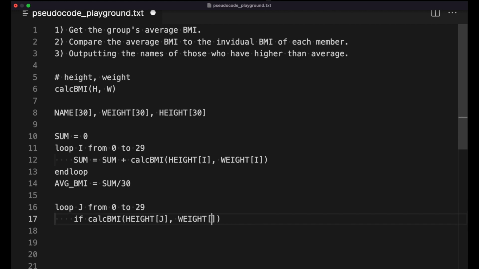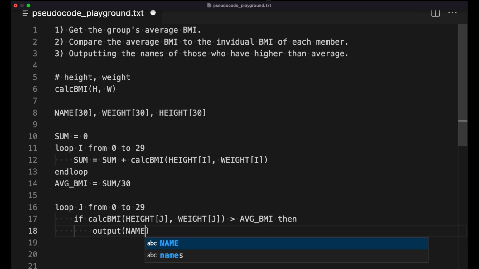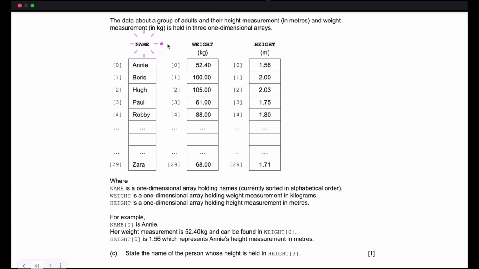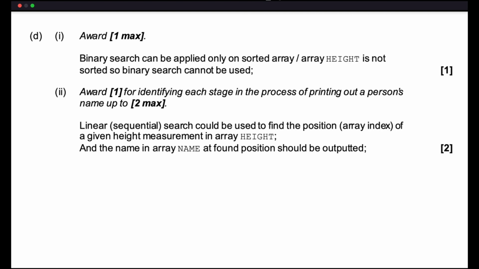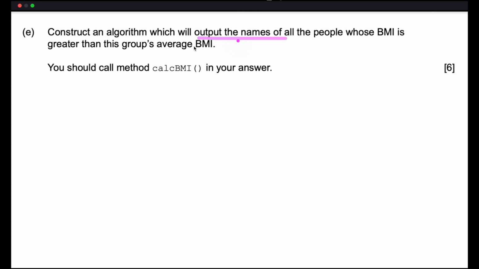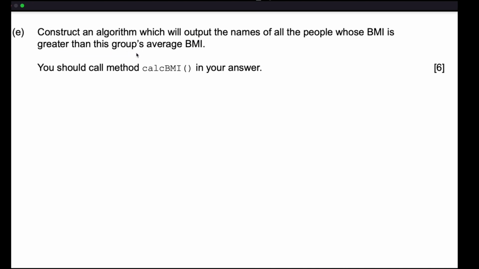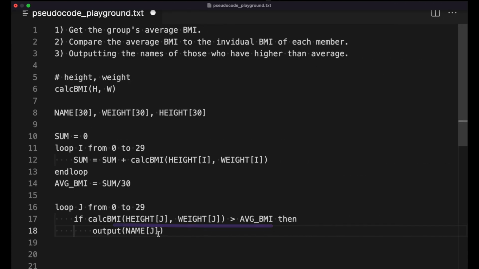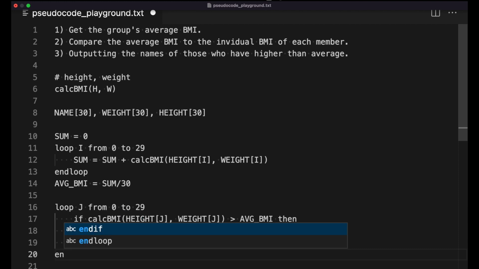So we'll just say if calc. So this is for every single member. If calc BMI height J weight J is greater than average BMI, then we're going to output their name. So we'll just say name J. Let's just make sure all of these are the same. So height, weight, and name. I just want to go back. Okay, name, weight, height. I just want to make sure that the names of those arrays were correct. Also, I just want to go back to the question as well, just before we go on. So we are outputting the names of all people whose BMI is greater than the group's average, not greater than or equal to. So we're going to say, okay, yeah, so I guess we did that right. Output name J, end loop right there. And that's actually about it.